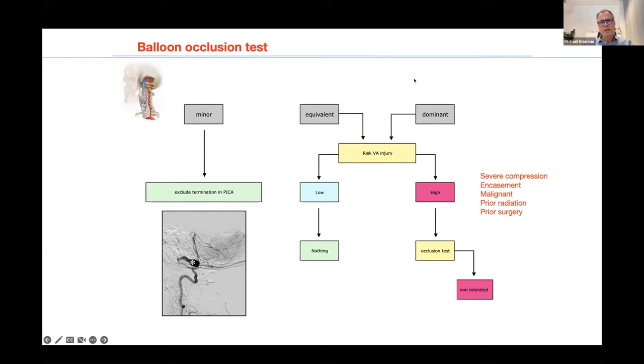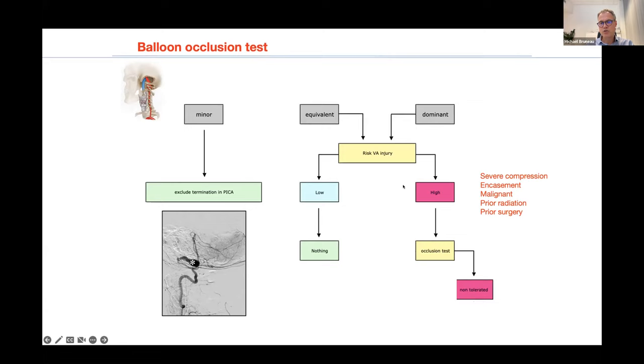When the vertebral arteries are equivalent, or if you have to approach the dominant vertebral artery, you do not have to perform a balloon occlusion test in all cases, but only when there is a risk of vertebral artery injury during the procedure. If the risk is low, you have nothing to do, no balloon occlusion test. If the risk is high, then a balloon occlusion test is advised. And of course, you have to preserve the vertebral artery. Injuring the vertebral artery is quite an uncommon condition, but preoperatively, it is advised to perform a balloon occlusion test if the risk is high.